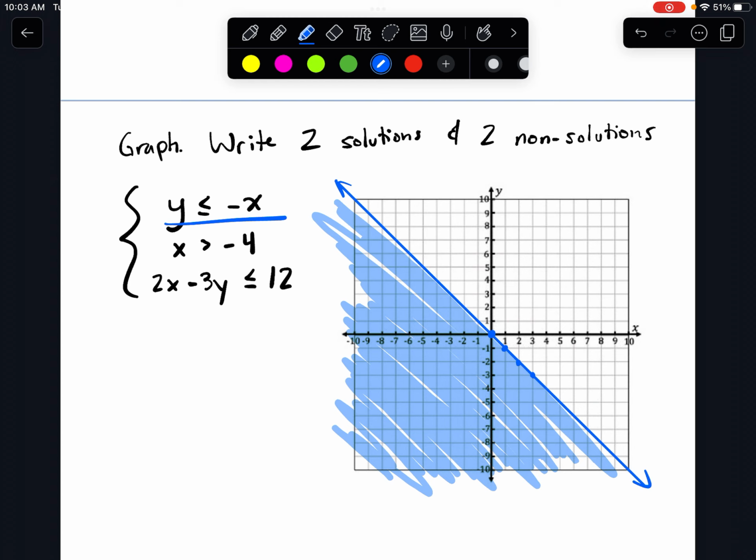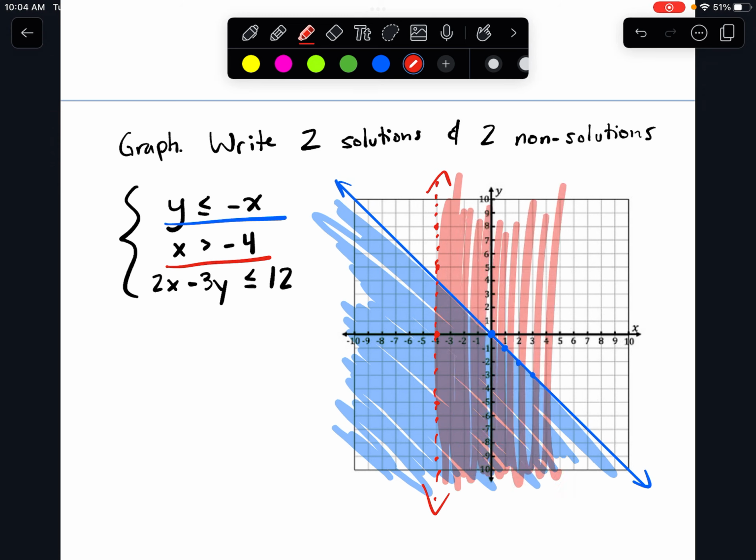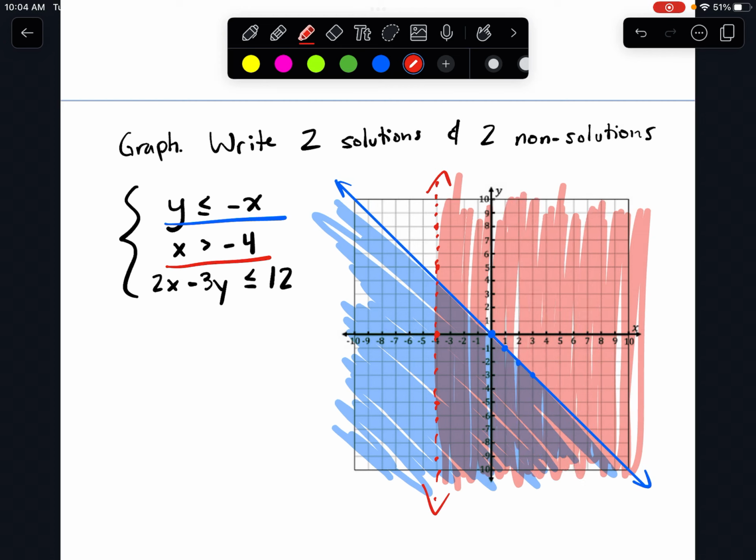All right. And then I'm going to go ahead and graph the second inequality, which is x is greater than -4. So at -4, we know we're going to have a dotted line. I'm going to have these points, right, up and down. And so if we draw this dotted line, we know that greater than is going to be off to the right. So I'm going to go ahead and shade this off to the right here. And we get all these points are true for that second statement.